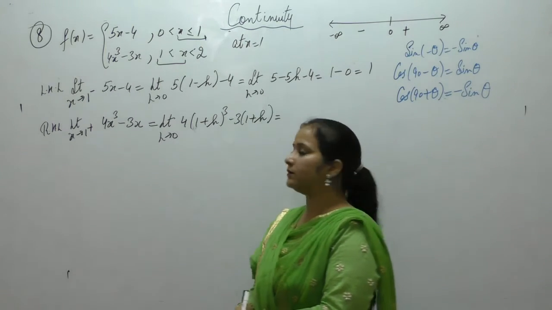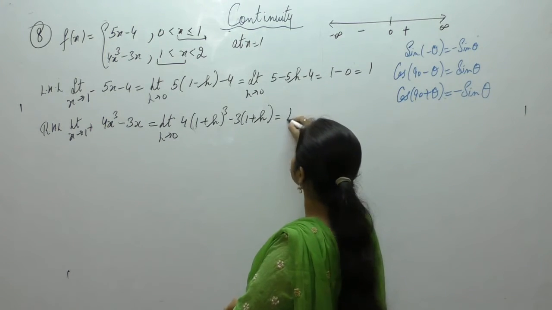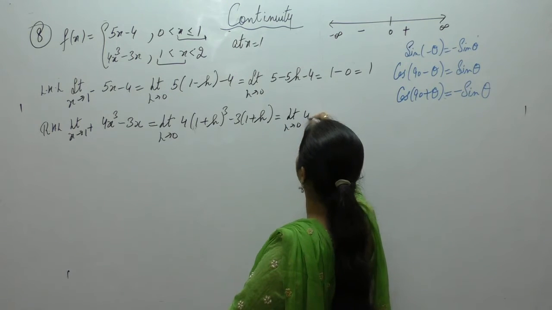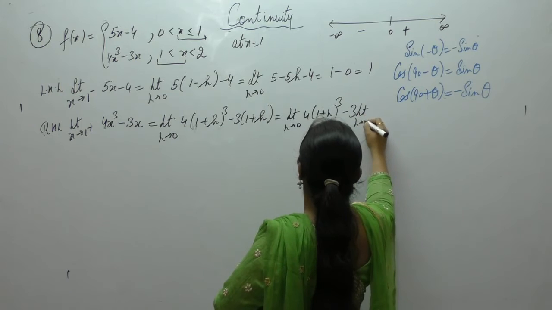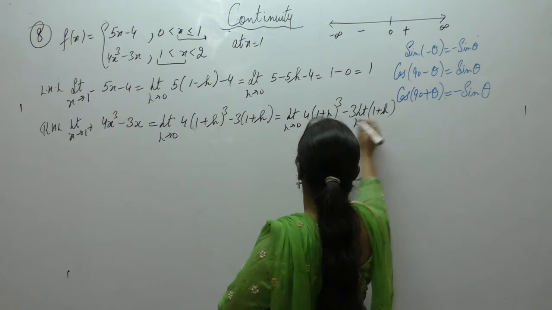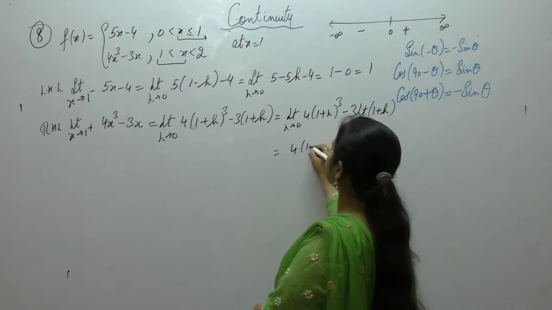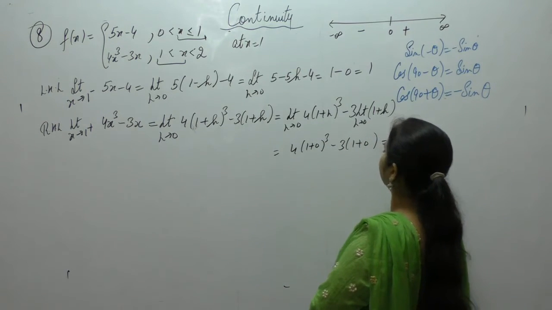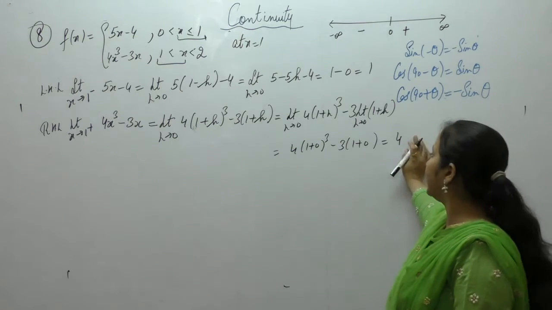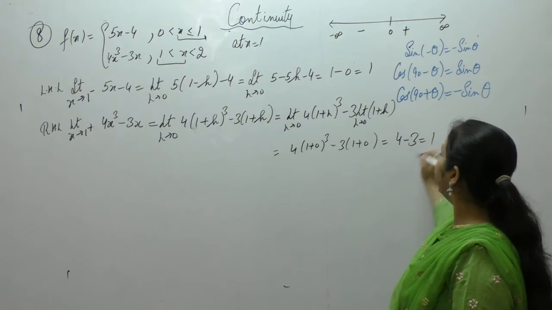Clear? So we can write it as limit h tends to 0, 4 into (1 plus h) cube minus 3 into (1 plus h). Now solve the limit. 1 plus 0, 1 cube is 1, 4 into 1 minus 3 into 1.